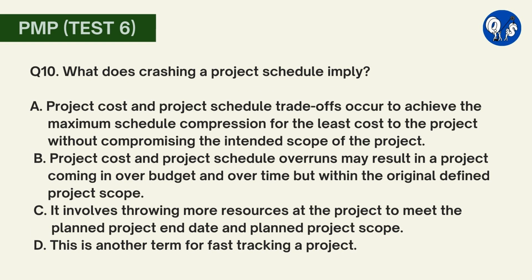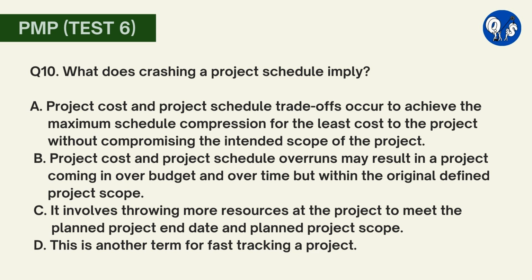Question number 10. What does crashing a project schedule imply? A. Project cost and project schedule trade-offs occur to achieve the maximum schedule compression for the least cost to the project without compromising the intended scope of the project. B. Project cost and project schedule overruns may result in a project coming in over budget and over time but within the original defined project scope.